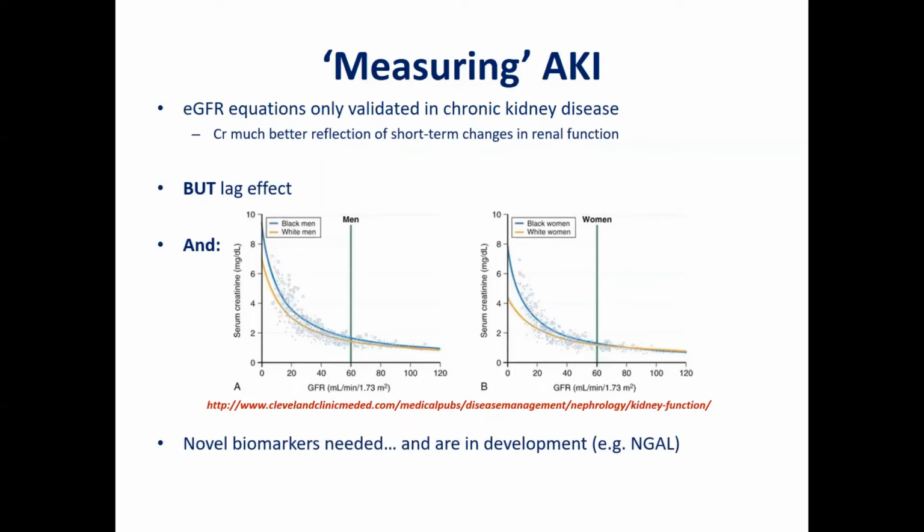And something you may have heard of is something called NGAL, but I'm not going to talk about that tonight. What it actually means is the best real-time marker of renal function that we have is your urine output. It's a minute-by-minute thing, an hour-by-hour thing. So if you want to track an AKI, monitor the urine output. It's better than anything else.